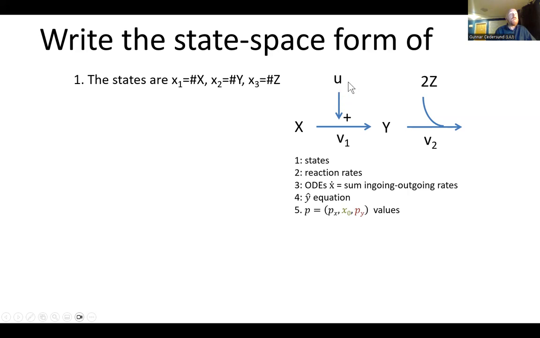U is not a state, it's an input because it's only impacting the reaction, it's not used by the reaction. That's why it comes in with an arrow like this and not like this. If it's like this, then it's a substrate. If it's like this, then it's only impacting the arrow. Okay, so x1, x2, x3 are here we choose amount. We could just as well have chosen concentration.